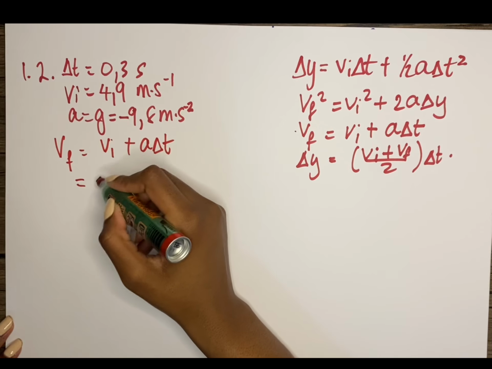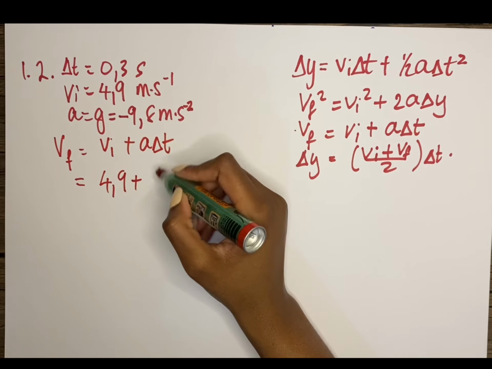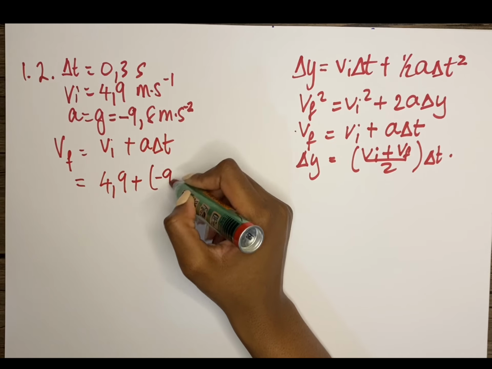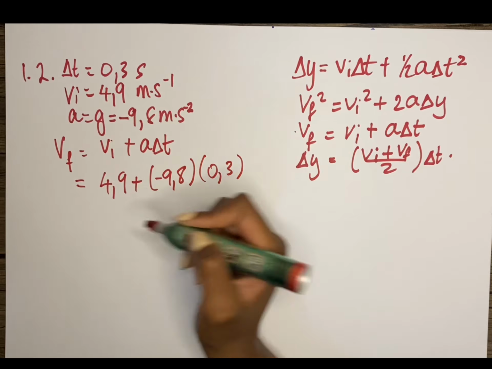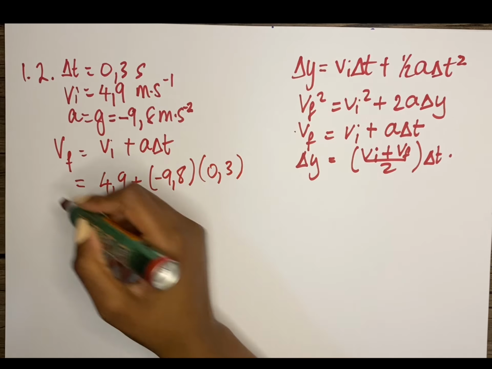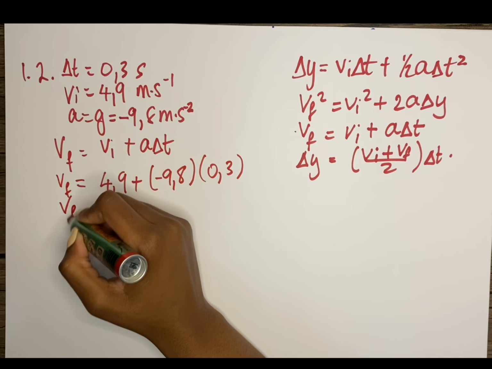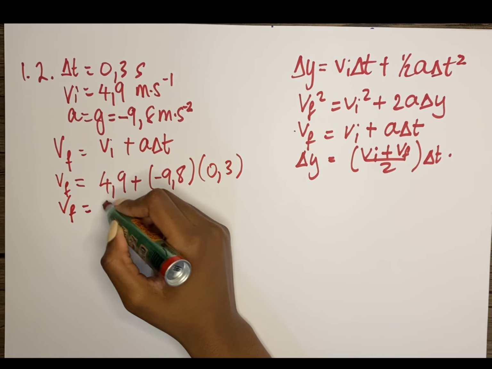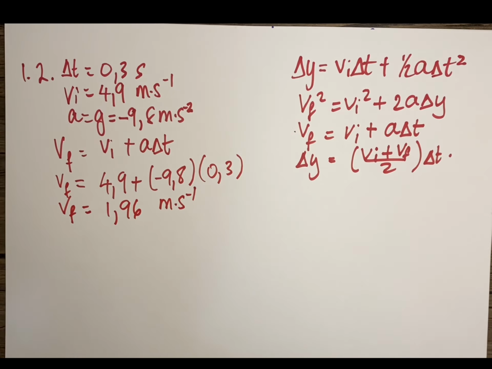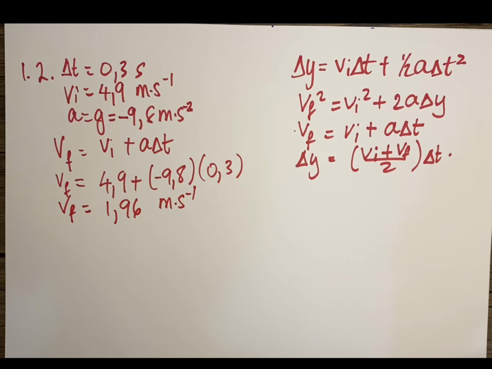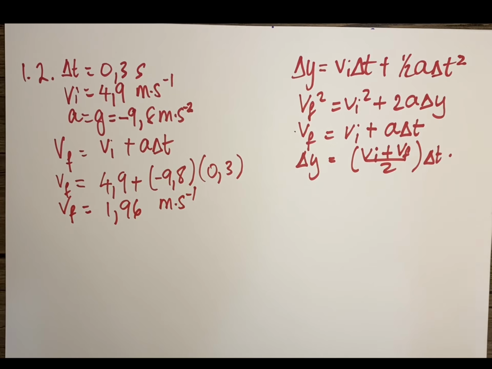Then you simply substitute 4.9 plus negative 9.8 times 0.3. You don't have to transpose. You get your final answer after calculating as 1.96 meters per second. They said calculate speed, so you don't have to indicate the direction, right? If they had said determine the velocity, then you must indicate that it's 1.96 upwards or downwards.